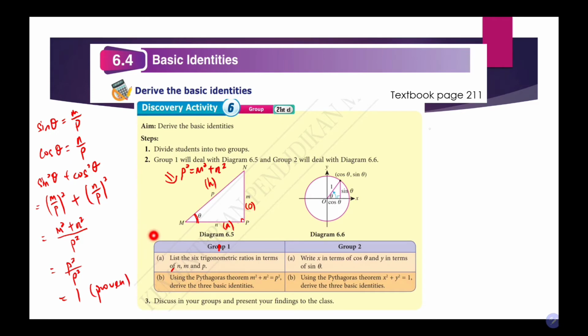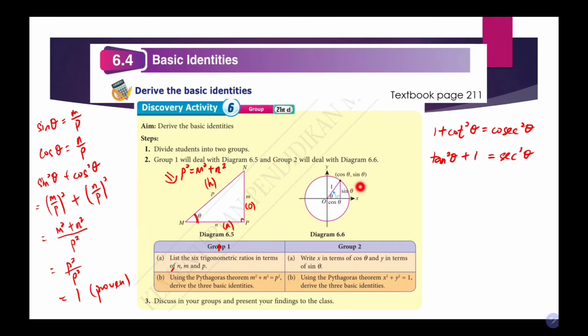So you can try it out with other identities, such as 1 plus cotangent square theta should equal cosecant square theta. Okay, and then tangent square theta plus 1 will equal secant square theta.